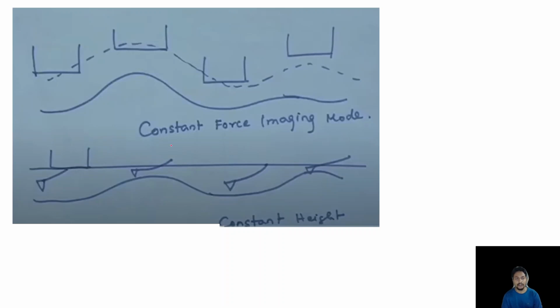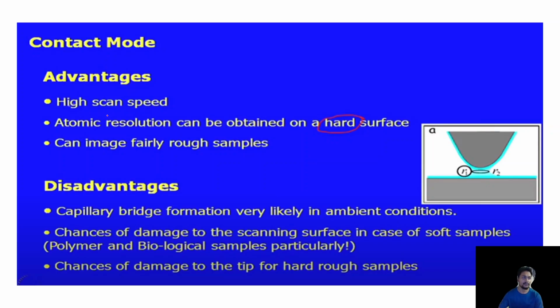So you can see in the constant force mode, at first it is coming like this only, and depending upon the feedback it is changing its position to this. So constant force is nothing but, first step is constant height, then second step is constant force. Constant height is just the first step. So this is the contact mode, and it has some advantages.